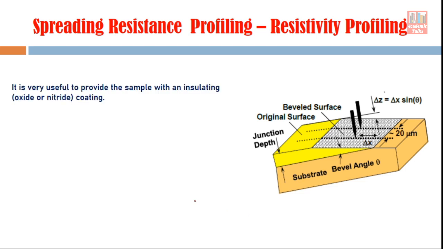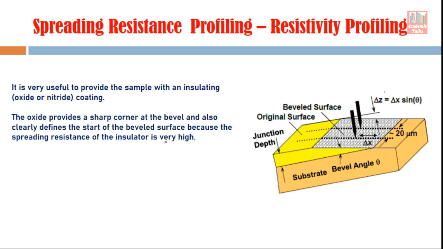Now another important thing is that it is very useful to provide the sample with an insulating coating. So the sample top layer should be an insulating layer. It gives you several benefits, because I told you that this slope angle is so small that when you look at the top surface, you will not be able to observe where this slope starts. So it is useful to have an insulating coating on the top of this. Why? Because the oxide provides a sharp corner at the bevel, and it also clearly defines the start of this surface because of the spreading resistance of the insulator side.